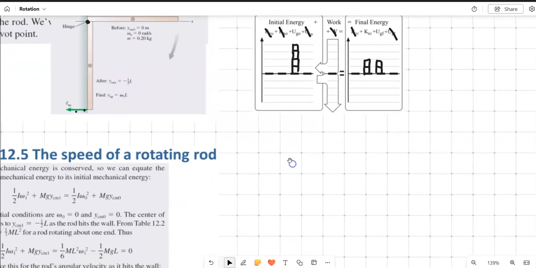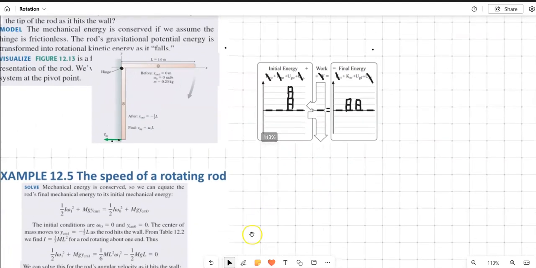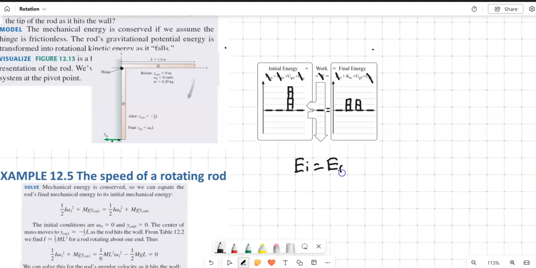So we're going to solve this just the way we solved the other problems. We're going to set the initial energy equal to the final energy. So the energy is conserved. There's no outside work. Potential energy due to gravity initial is going to be equal to the rotational kinetic energy plus the potential energy due to gravity in the very end.